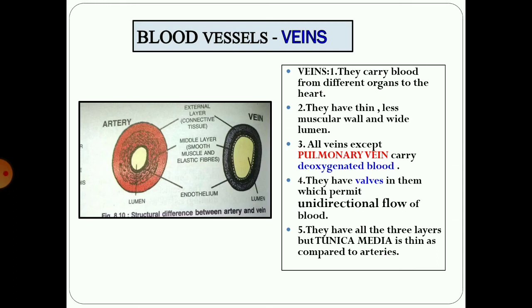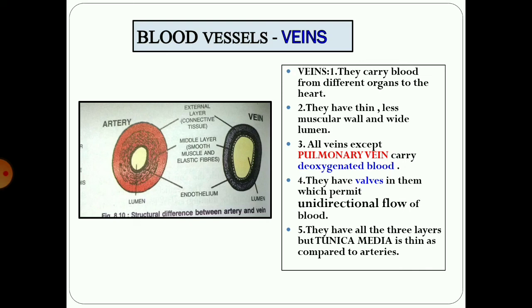Next we come to veins. Veins carry blood from different organs to the heart. Remember this, children. They carry blood from different organs to the heart. They have a thin, less muscular wall and a wide lumen. All veins except the pulmonary vein carry deoxygenated blood. That means since they are bringing blood back to the heart, they usually have deoxygenated blood.